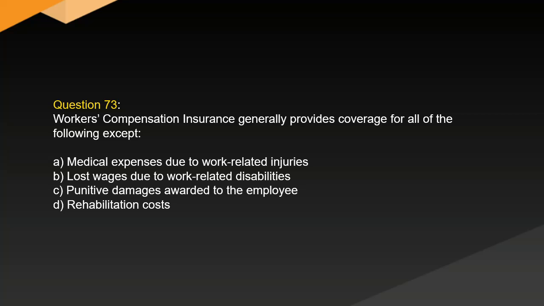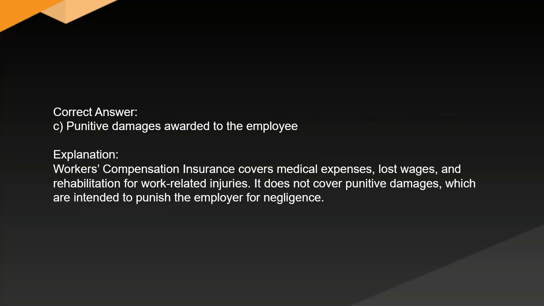Workers' compensation insurance generally provides coverage for all of the following except: A. Medical expenses due to work-related injuries. B. Lost wages due to work-related disabilities. C. Punitive damages awarded to the employee. D. Rehabilitation costs. Correct answer: C. Punitive damages awarded to the employee. Explanation: Workers' compensation insurance covers medical expenses, lost wages, and rehabilitation for work-related injuries. It does not cover punitive damages, which are intended to punish the employer for negligence.